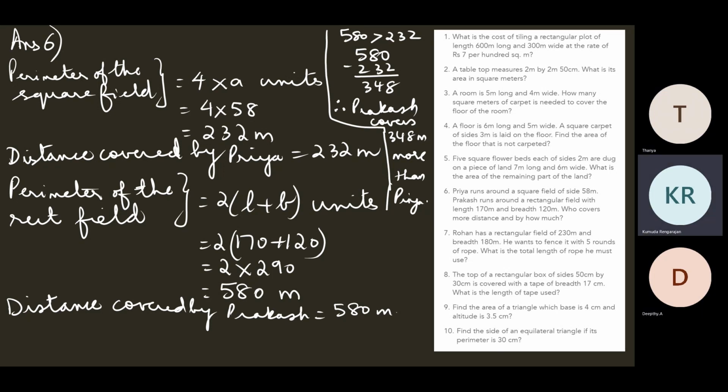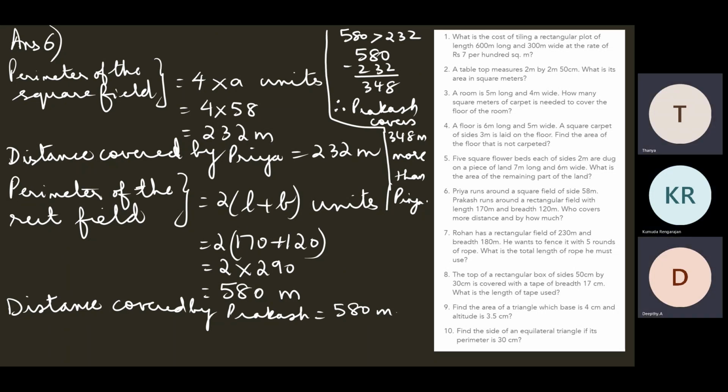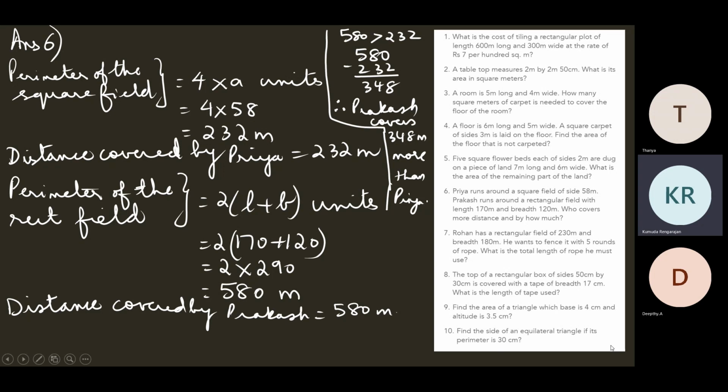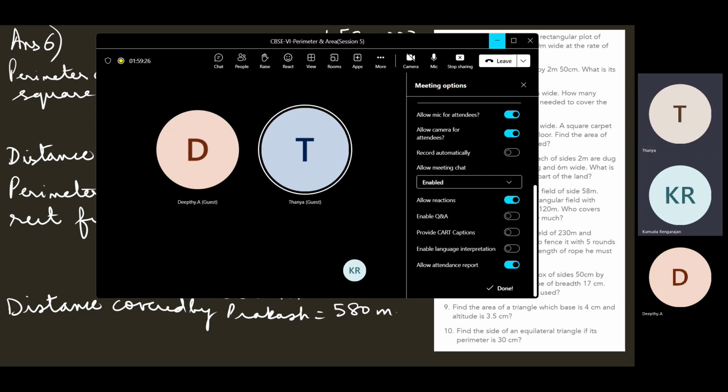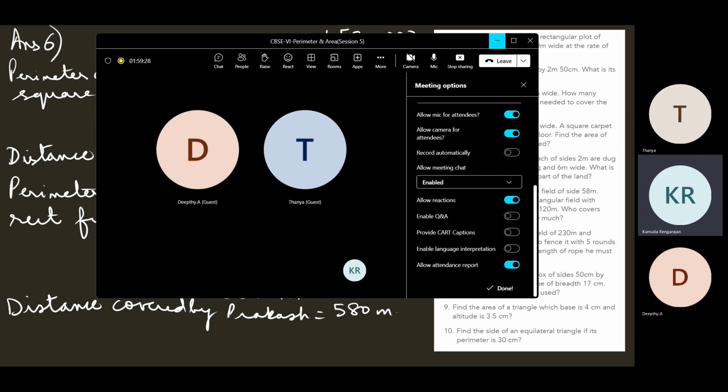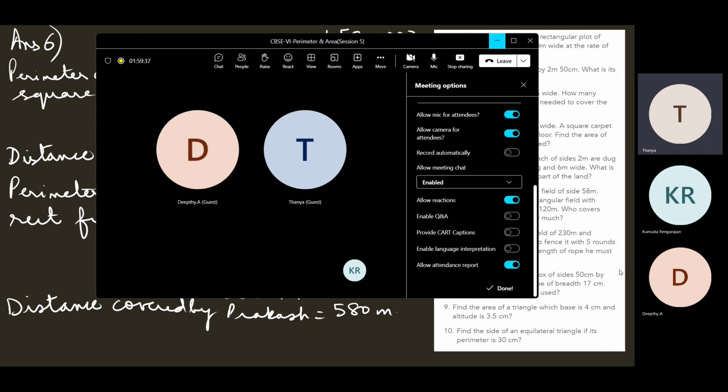You should be more confident about the concept of area and perimeter of squares and rectangles by now. Are you feeling better, children, both of you? Yes, ma'am. Are you feeling more confident? Yes. So we have lots more to venture. By the time we finish this chapter, I'm sure you'll become experts in the concepts of area and perimeter. Very nice, children. Thank you.